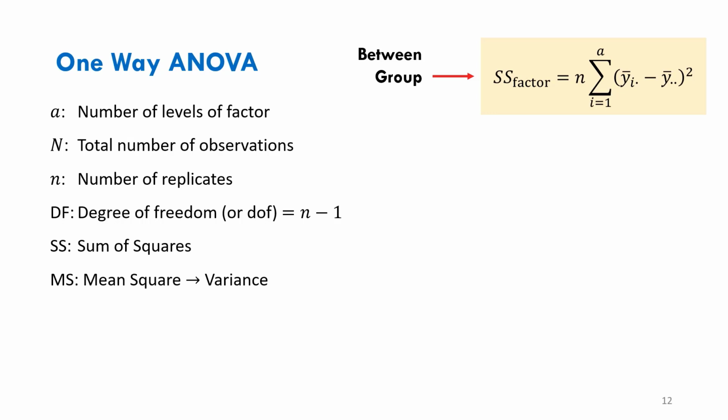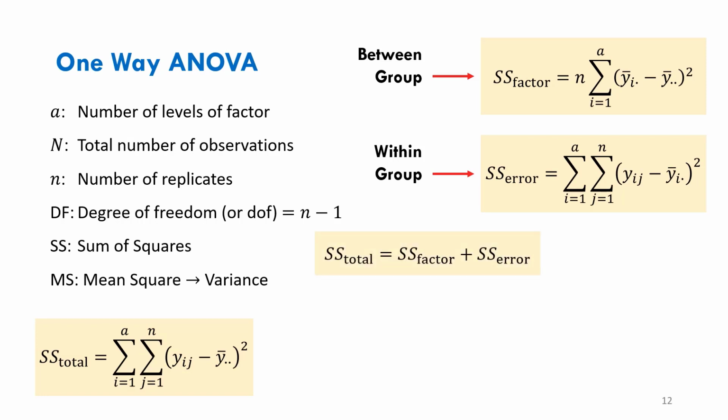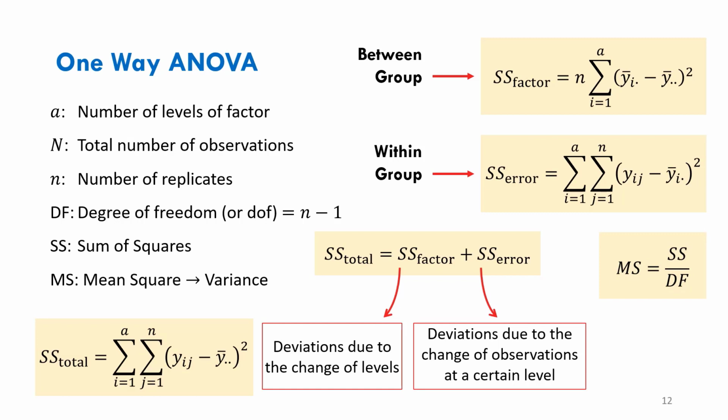While for the sum of squares of error or within group, we find the deviation between each observation and its certain level mean, which could be y1 dot bar, y2 dot bar, and so on. The total variance SS total can be found by finding deviation between each observation and the overall mean, or the other way, equating SS total to the sum of SS factor and SS error. We can then find our mean square, which is the variance, by dividing it by degree of freedom of the respective sources. Then we can find our F value by dividing the mean square of factor by mean square of error.